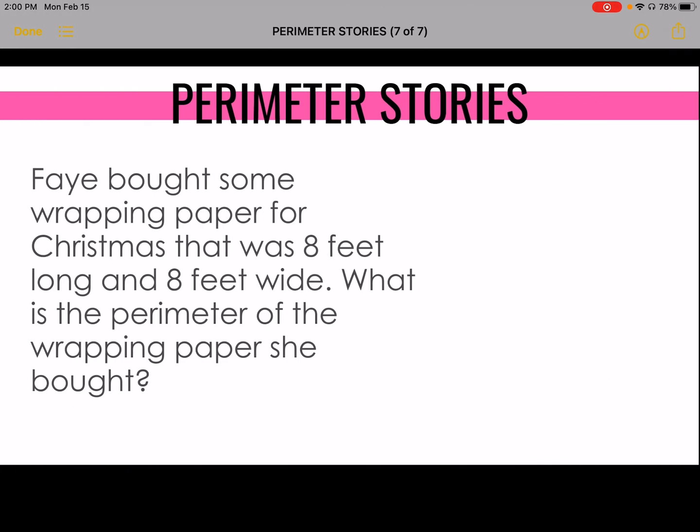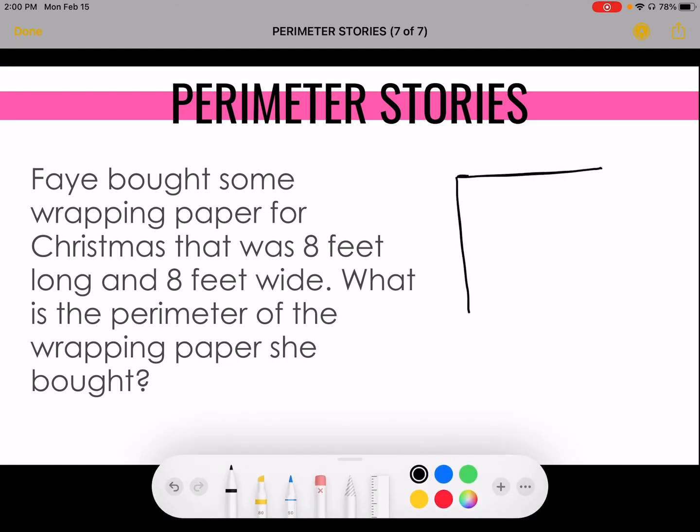All right, one more. Faye bought some wrapping paper for Christmas. That was 8 feet long and 8 feet wide. What is the perimeter of the wrapping paper she bought? So it's 8 by 8, so that's a perfect square. So I'm going to try and draw a perfect square here. It's not perfect, but that's all right. And I'm going to label one side 8 and the other side 8 because it's 8 by 8. And then I'm going to label the opposite parallel sides. So if it's 8 on top, it's 8 on bottom. If it's 8 on the right, it's 8 on the left.